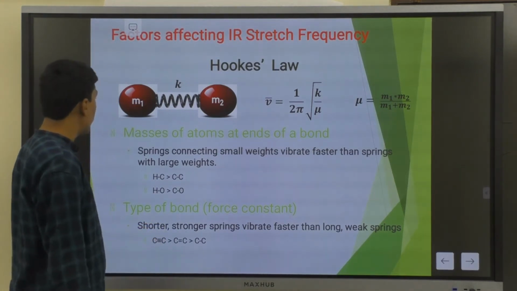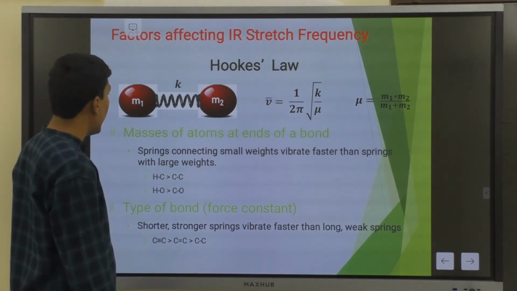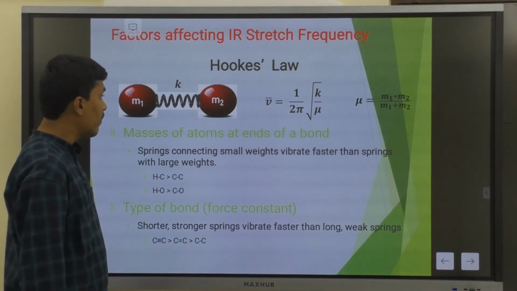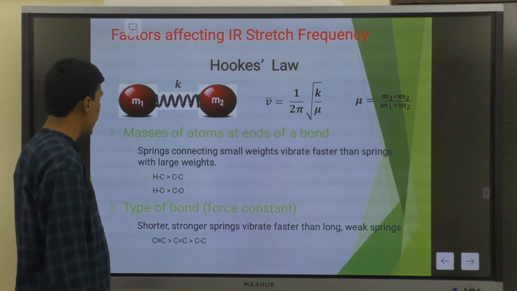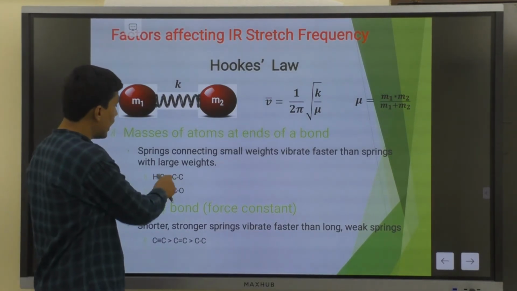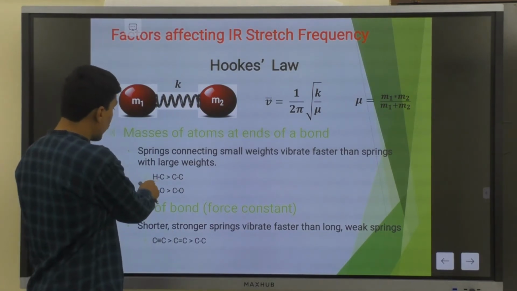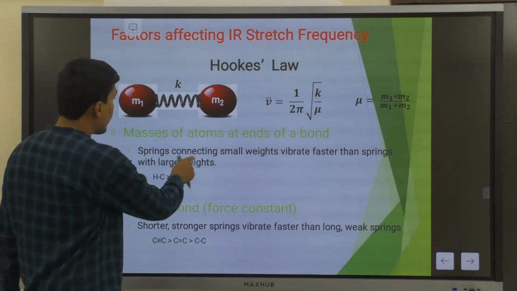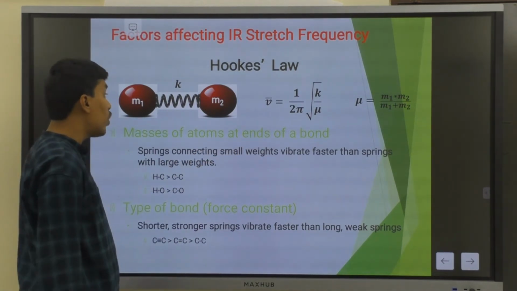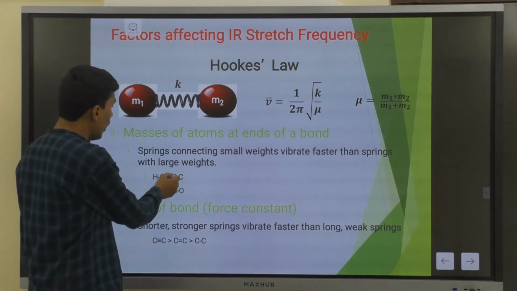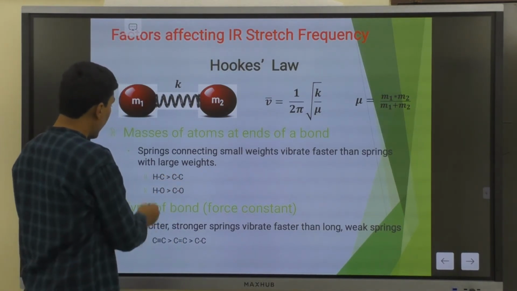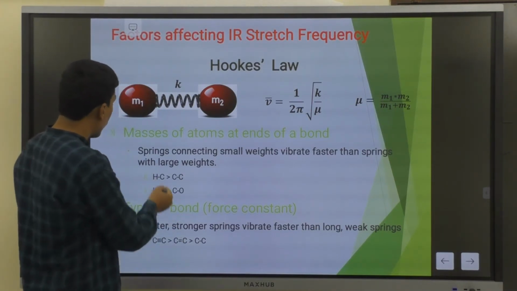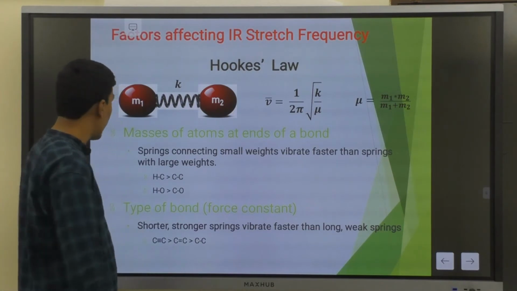Another factor is the masses of atoms at the end of a bond, that is, springs connecting small weights vibrate faster than springs with larger weights. See, the mass of CH is less than the mass of CC. So springs connecting smaller weights vibrate faster than springs with larger weights. Here CC has more weight than CH. Again OH has less weight than CO. So OH has a greater frequency than C single bond O.